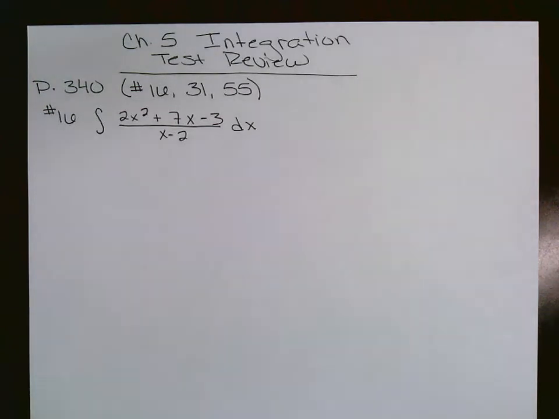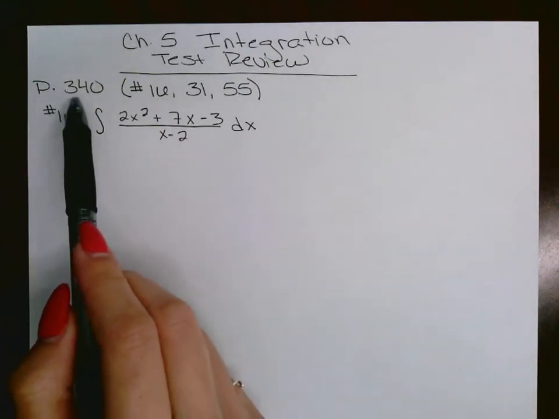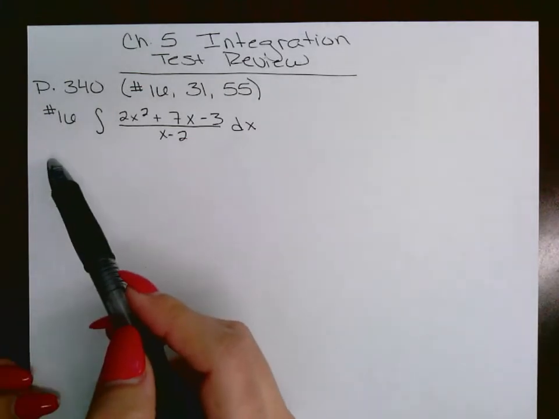All right, guys, here is your test review for Chapter 5. Remember, this is the integration portion of Chapter 5. So this is coming from your Larson book, that black, blue, and gray with the swirl on the front, okay? From page 340, I'm going to start off with number 16, okay?